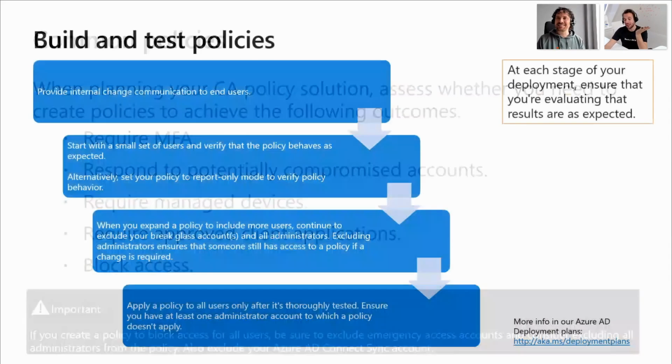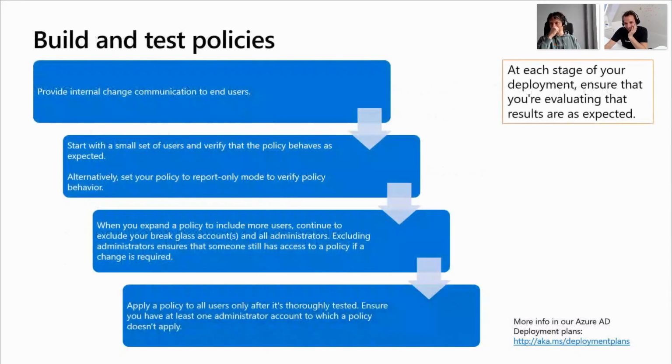But let's also take a look at how to build and test those policies. What are the steps that we need to do? And I think the first one is one that everyone forgets. You're going to do stuff that impacts end users. You need to communicate that there's going to be a change. Don't bore them with all the details, but tell them what could be expected behavior.